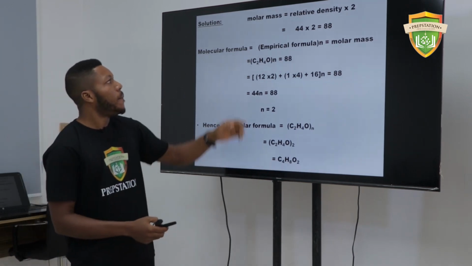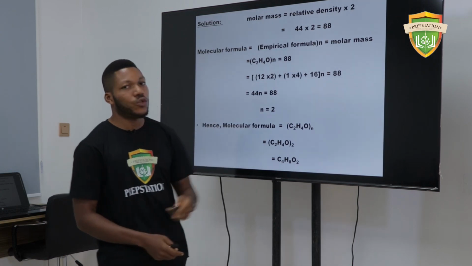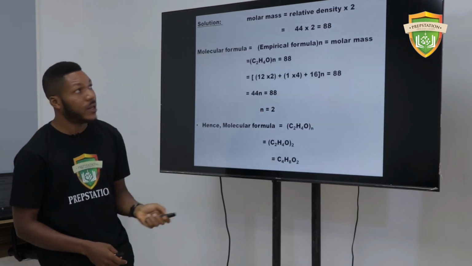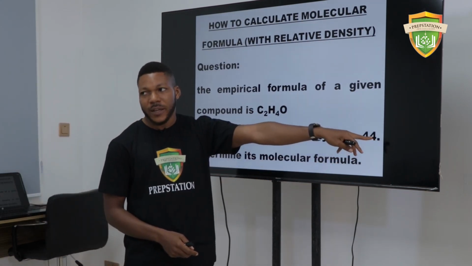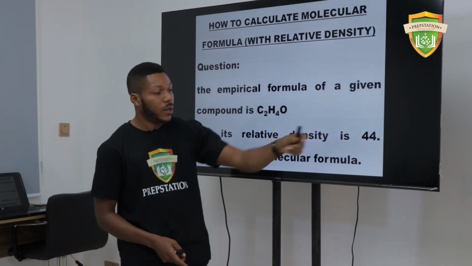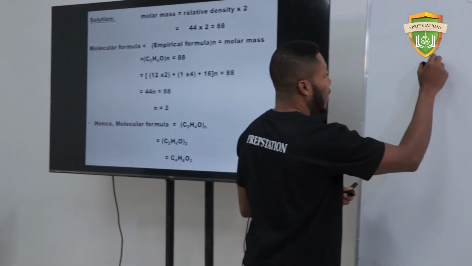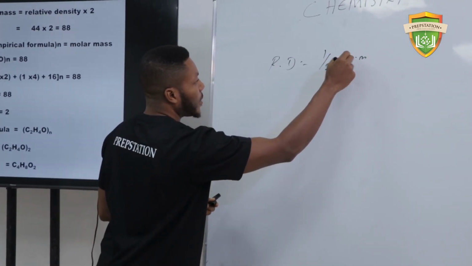Don't forget that molar mass equals relative density times 2. So once a question comes with relative density, you must multiply it by 2 to get the actual molar mass. If not, you get the answer wrong, because relative density is given as half the molar mass.